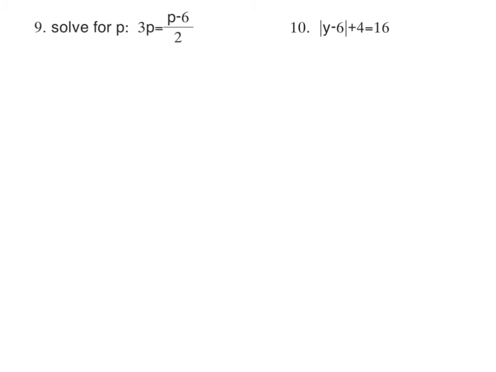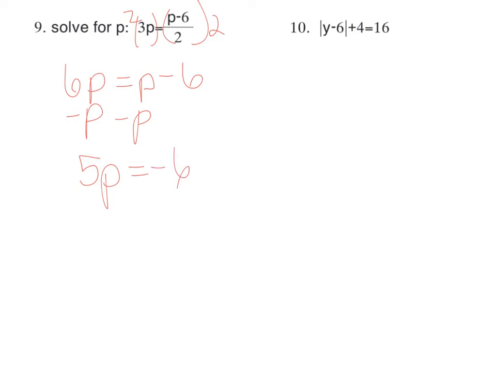Okay, so next, number 9 says solve for p. I have two p's in the equation, so I need to work on getting the p's by itself. And I have this weird fraction on the right side. But if I look at it, it's just p minus 6 divided by 2, and I can pretty simply multiply both sides by 2 to eliminate the fraction. So I get 6p equals p minus 6. Subtract my p, and 5p equals negative 6. Divide by 5, so p equals negative 6/5.